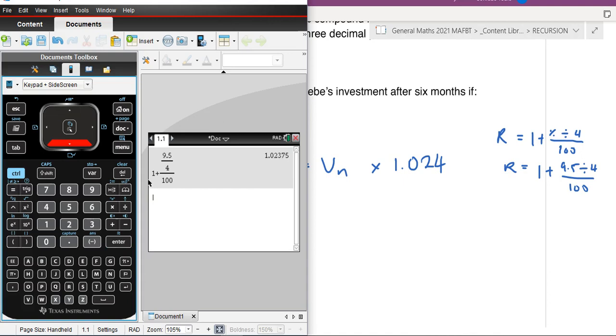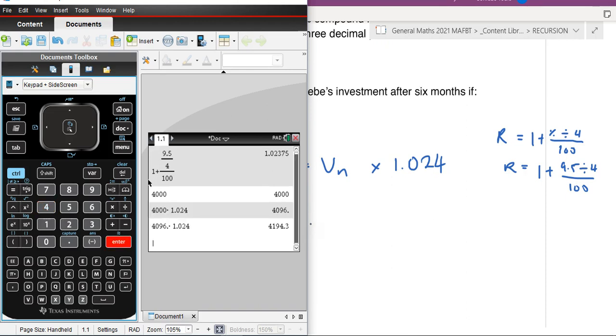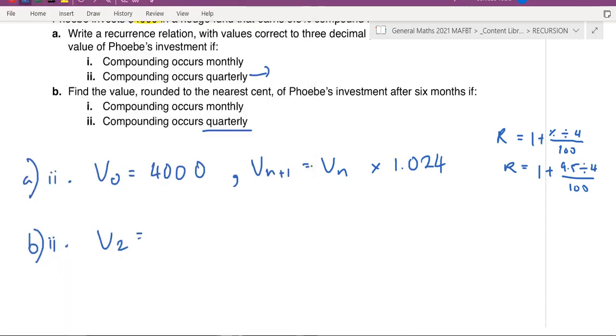Yes. But now you do. There, lesson learned. 4,000 and you're looking for the second term. Okay, multiply by 1.024. So term 1, term 2. 4194.3. So take it as a learning curve.